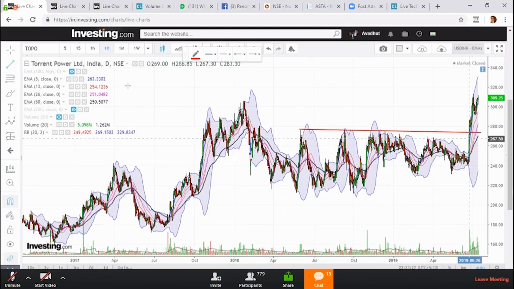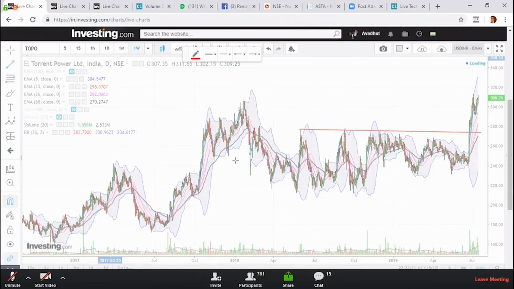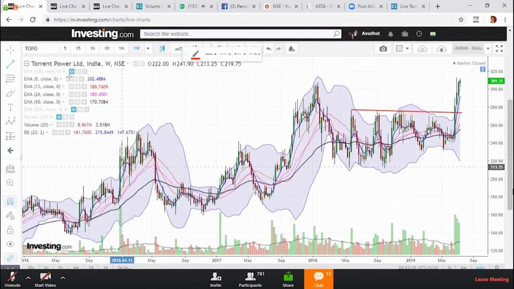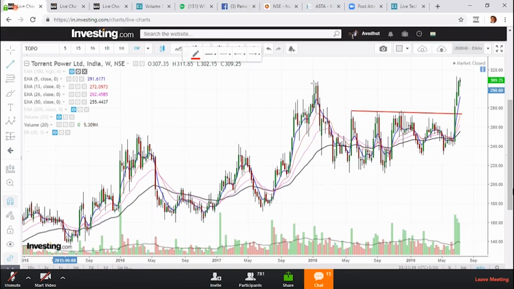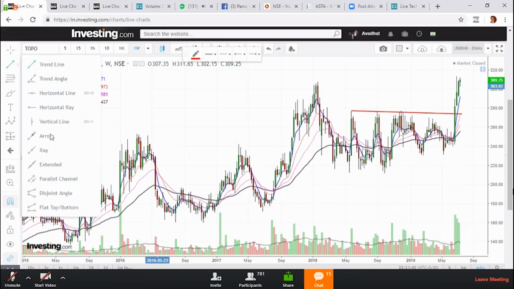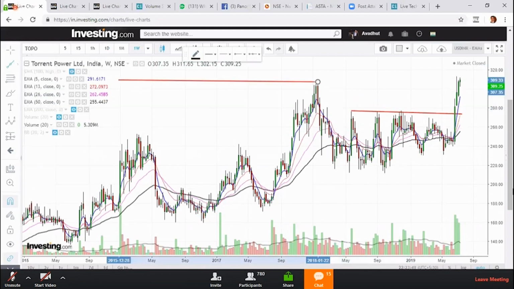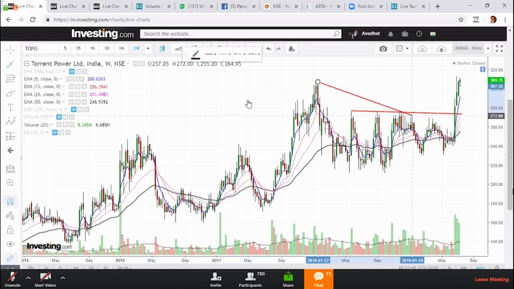Okay, let me show it on weekly chart so that it's very easy for you to understand. I'll hide the Bollinger Bands first and check here. Okay, I'll take an array, that will be better. Oh, it's not Ray.